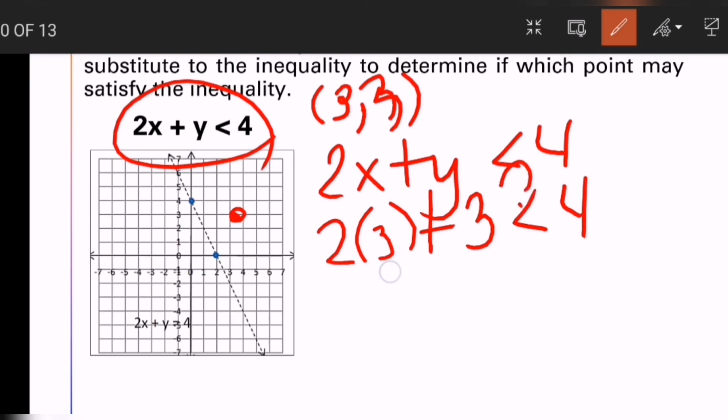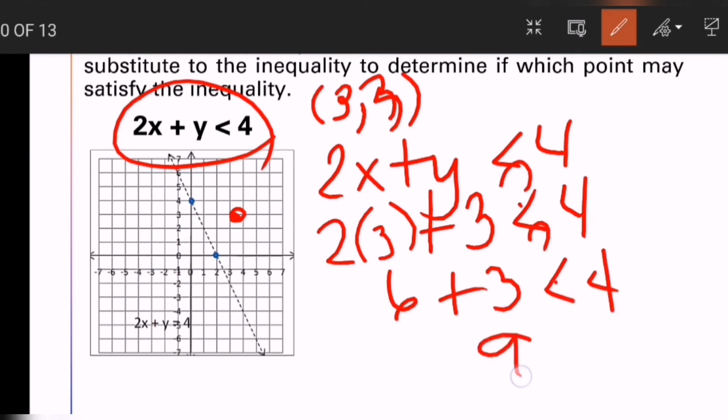So, 2 times 3 is 6 plus 3. Is it less than 4? So, 6 plus 3 is 9. Is 9 less than 4? No. So, meaning, X ka na agad ngayon dito sa taas. Pero hindi nangangahulugan na check ka na dito sa baba.